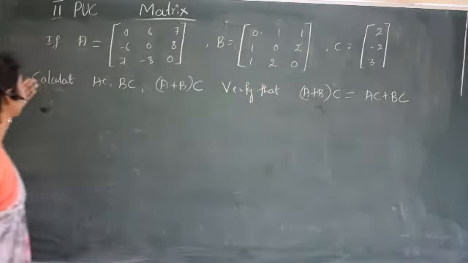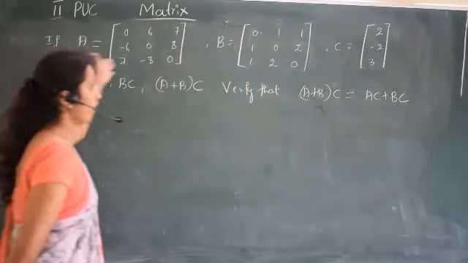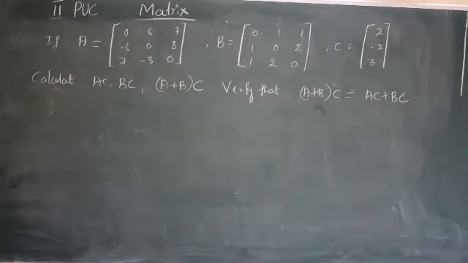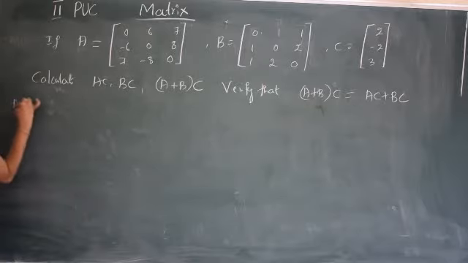I have given the problem: matrices A, B and C are given. We have to calculate AC, BC, and (A plus B) into C, and verify that (A plus B) C is equal to AC plus BC. So first we have to calculate AC.